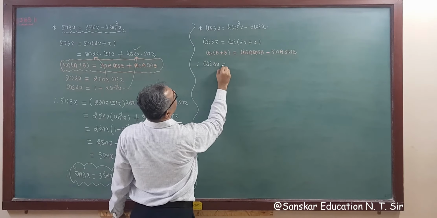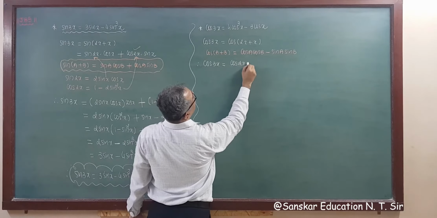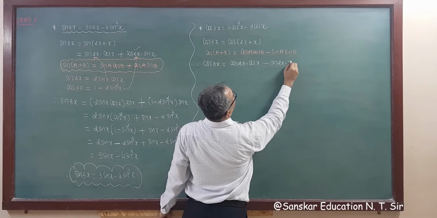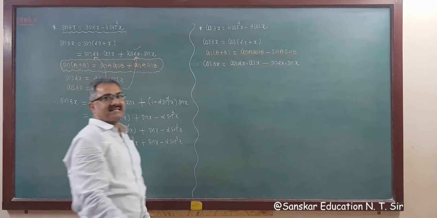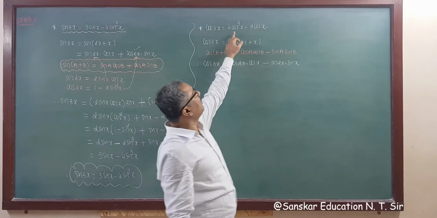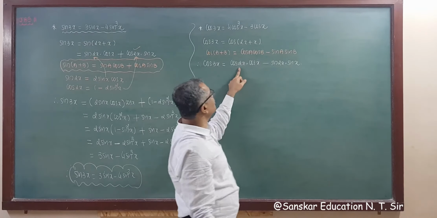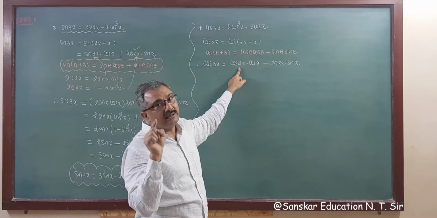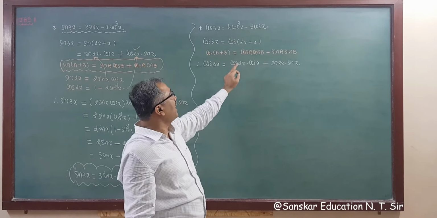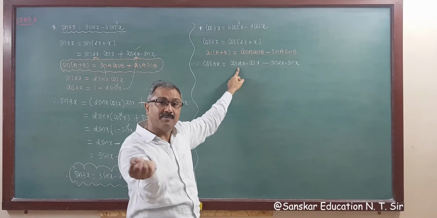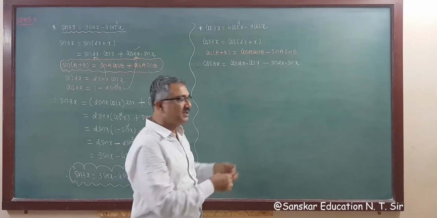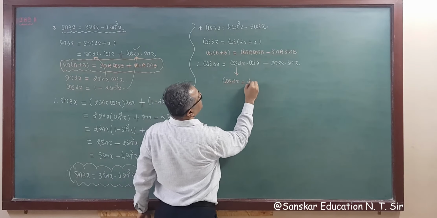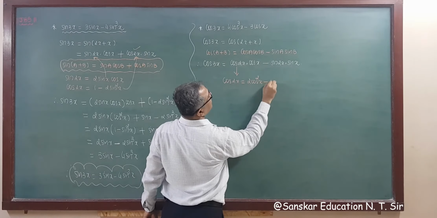Cos 3x is equal to cos 2x into cos x minus sin 2x into sin x. Now we require all terms in cos. Here is cos 2x. We require only cos x, no 2x, no double angle, single angle. So applying the formula for cos 2x in terms of cos, that is cos 2x is 2 cos square x minus 1.